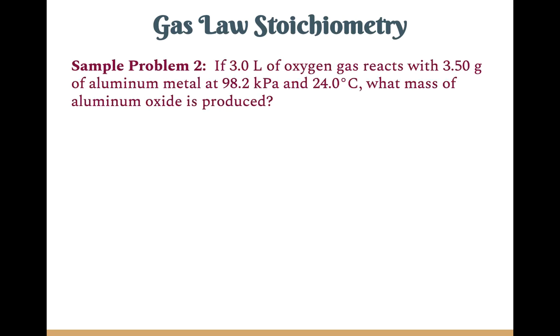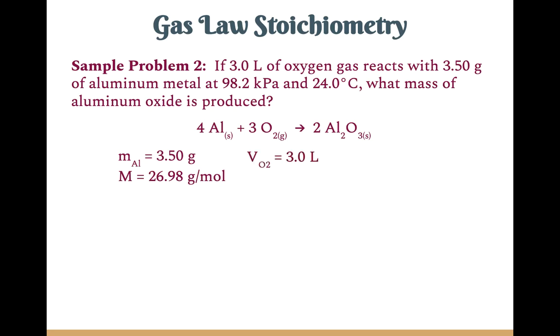So let's look at another example. If 3 liters of oxygen gas reacts with 3.50 grams of aluminum metal at 98.2 kilopascals and 24 degrees Celsius, what mass of aluminum oxide is produced? So here's our reaction. We've got a mass of aluminum of 3.50 grams, and there's our molar mass. We have a volume of 3 liters for oxygen. We also have a temperature of 24 degrees Celsius, which we need to convert to Kelvin, and a pressure of 98.2 kilopascals. And the question is asking us to find the mass of aluminum oxide.